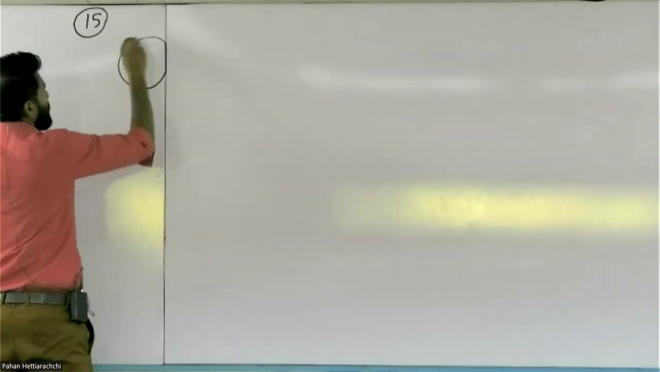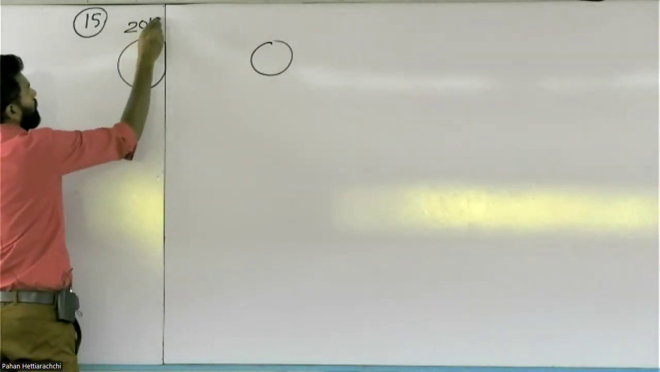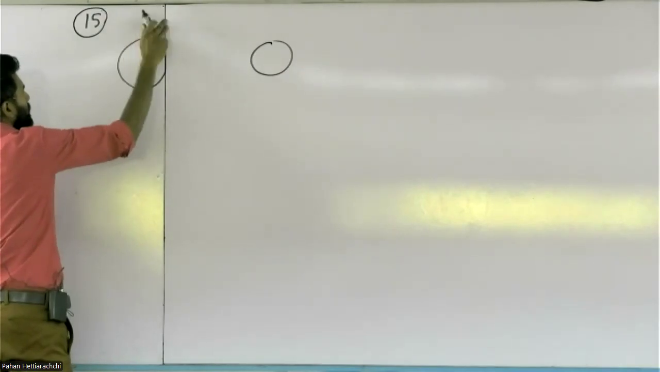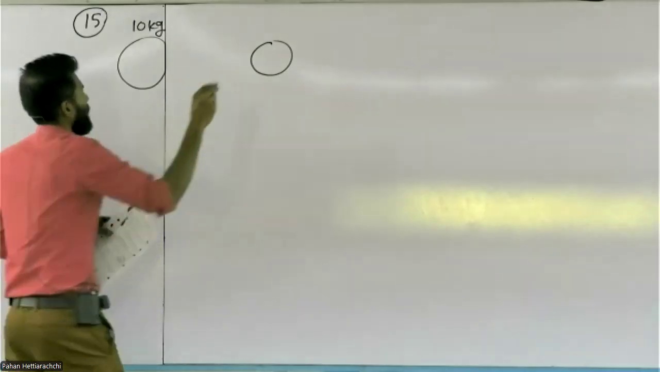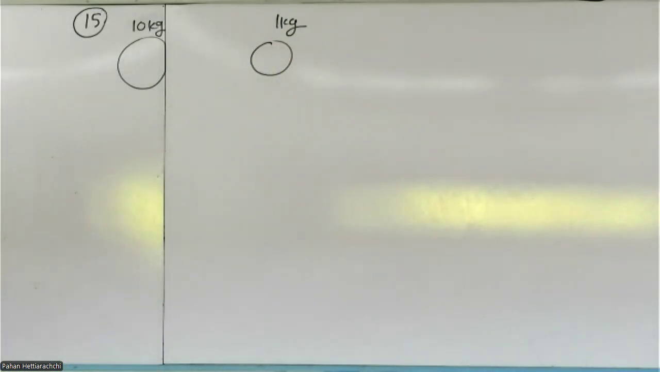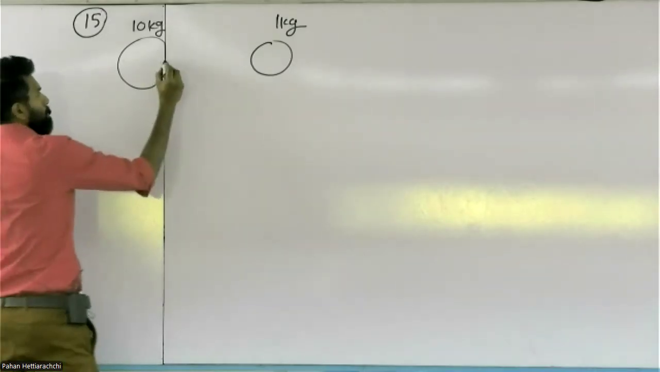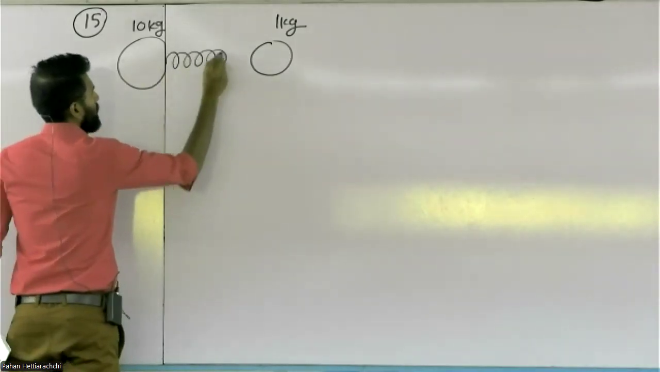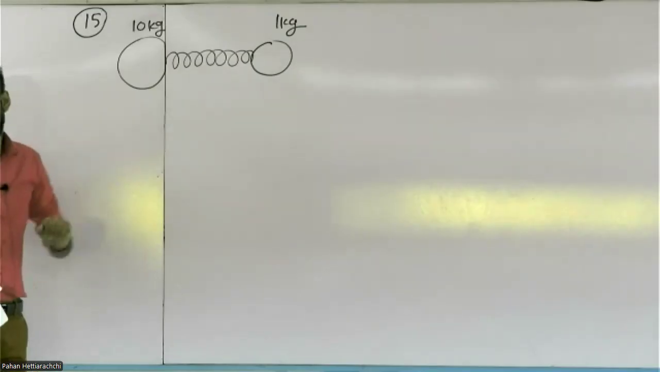Now, this is the situation. There are two masses. As I remember, this is an A-level past paper MCQ. One mass is 10 kg and the other is 1 kg. These two masses are connected to each other by a spring.